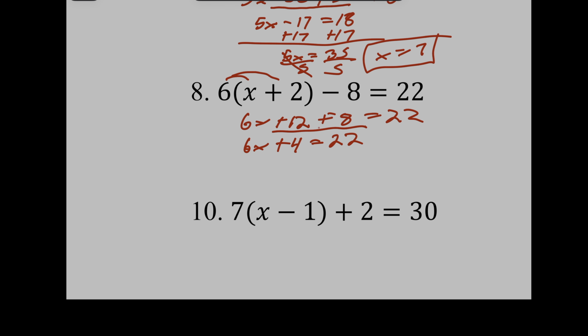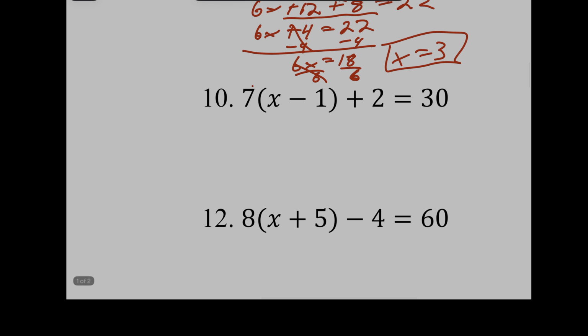So now, letters on one side, numbers on the other. I want to get rid of that 4. Boom, die. And I get 6x equals 18. Divide each side by 6, and I get x equals 3. It's an ugly looking 6. A little better. There we go.